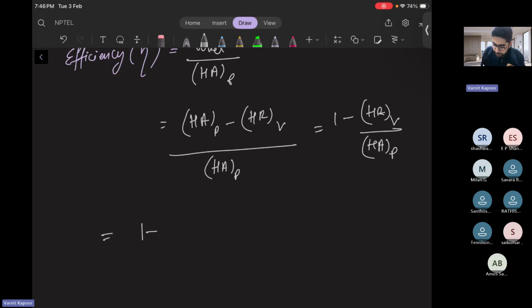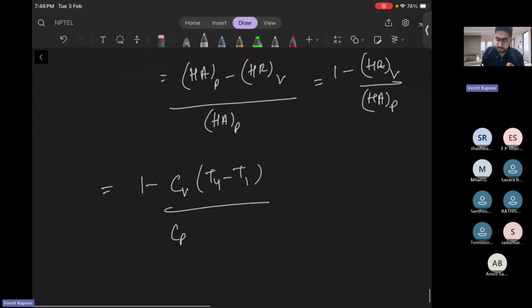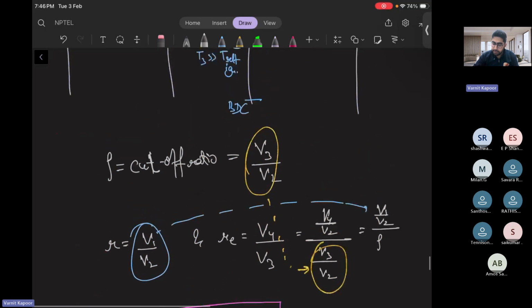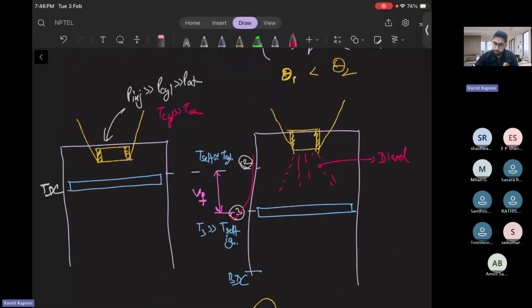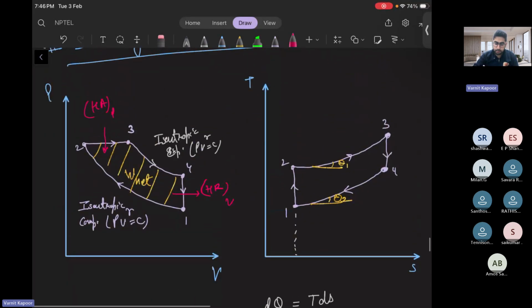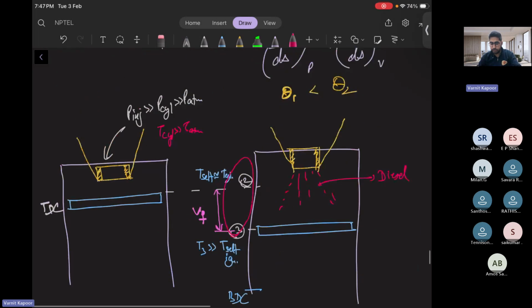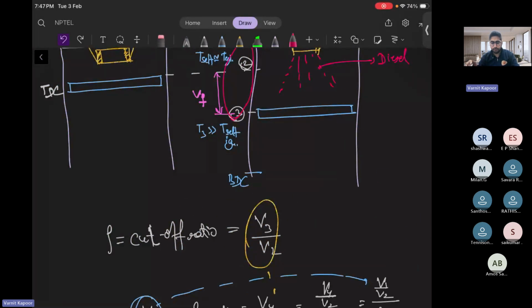What is heat rejection? Heat rejection is happening at constant volume: Cv times (T4 minus T1). Whereas heat addition uses Cp this time, not Cv, since it is a constant pressure process. It is Cp times (T3 minus T2). Don't misjudge this 2-3 notation, always take care. Don't say that these two are separate. This 2-3 and this 2-3 are the same only. Okay.